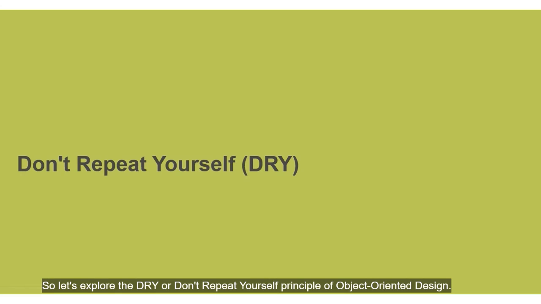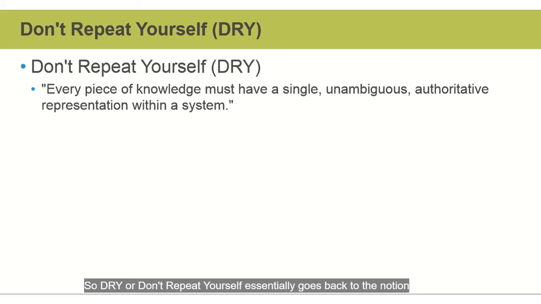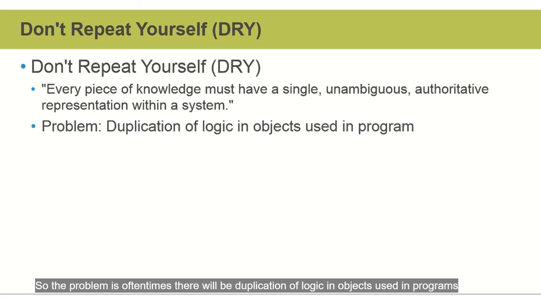So let's explore the DRY, or don't repeat yourself, principle of object-oriented design. DRY essentially goes back to the notion that every piece of knowledge must have a single, unambiguous, authoritative representation within a system. So the problem is oftentimes there will be duplication of logic in objects used in programs. And this could be widespread amongst various objects and classes.